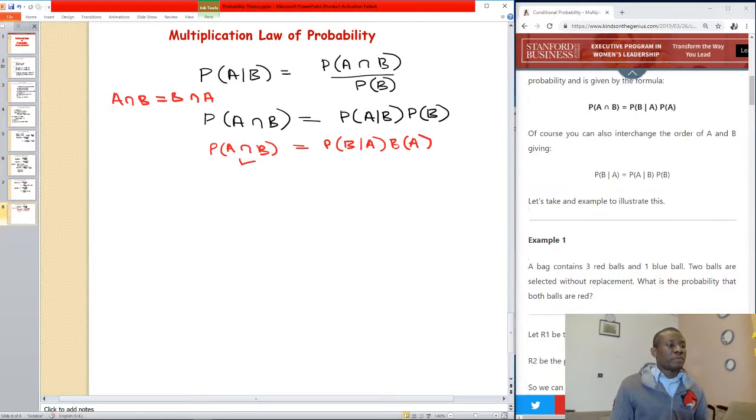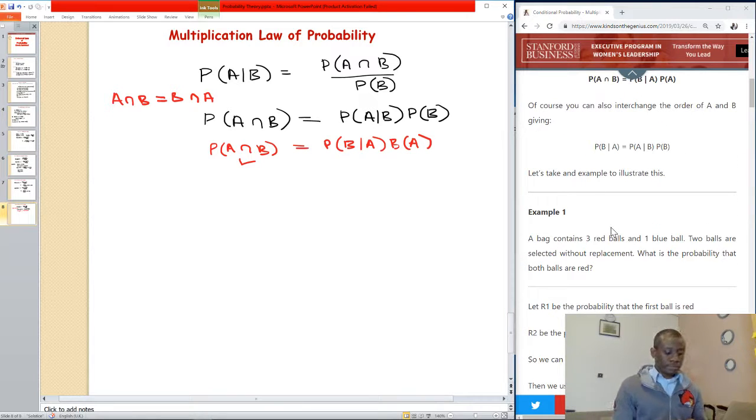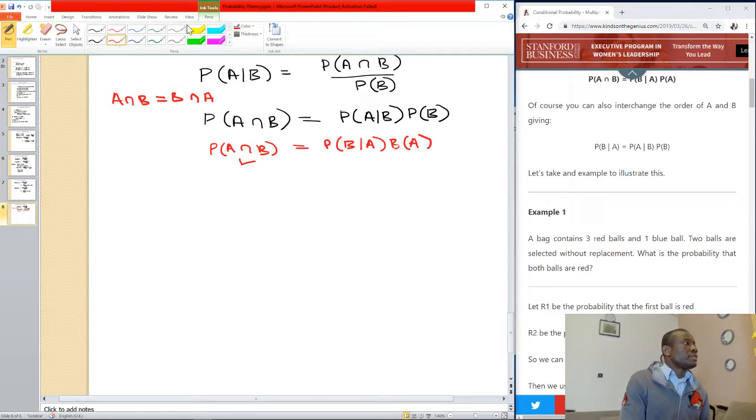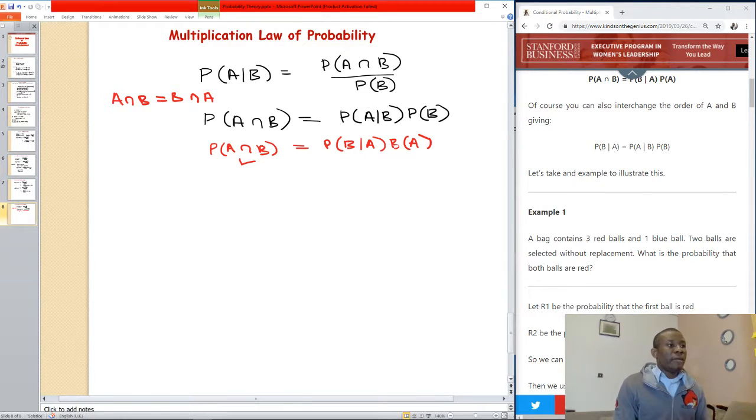Let's now take an example to illustrate this. So I'm going to change my pen to black. A bag contains 3 red balls and 1 blue ball. 2 balls are selected without replacement. What is the probability that both balls are red? So we have a bag containing 4 balls, 3 red, 1 blue. 2 balls are selected without replacement. What is the probability that both balls are red? So this covers what we are trying to discuss about conditional probability and also the multiplication law.